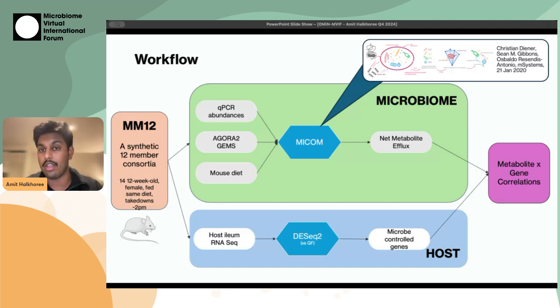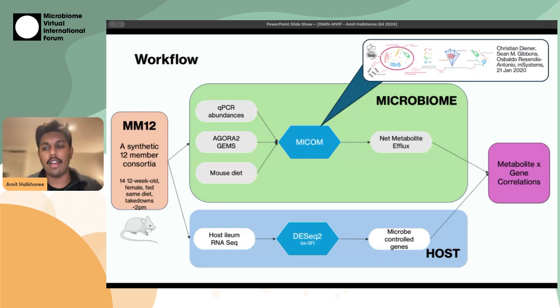This was the tool, again, that was explained previously, to process what was going on in the microbiome. And what we were looking for as an output was net metabolite efflux. So what was the microbiome effluxing out into the system? On the other side, we had some ileal RNA-seq data. I took this and did differential gene expression versus a paired germ-free cohort. And we wanted to understand what microbe-controlled genes were present there.